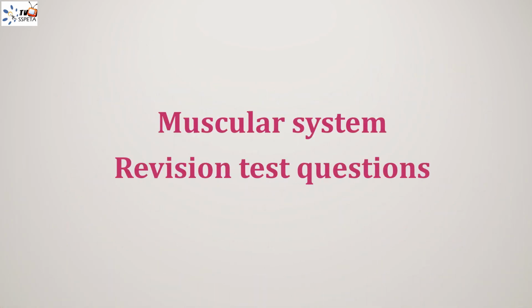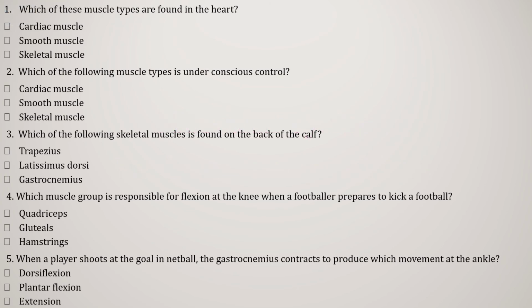We have revision test questions for you on this topic we have been studying. We have a set of 10 questions. So let's see the questions for you. If you can work these out. Which of these muscle types are found in the heart? You have to choose one of them. Which of the following muscle types is under conscious control? Which of the following skeletal muscles is found on the back of the calf?